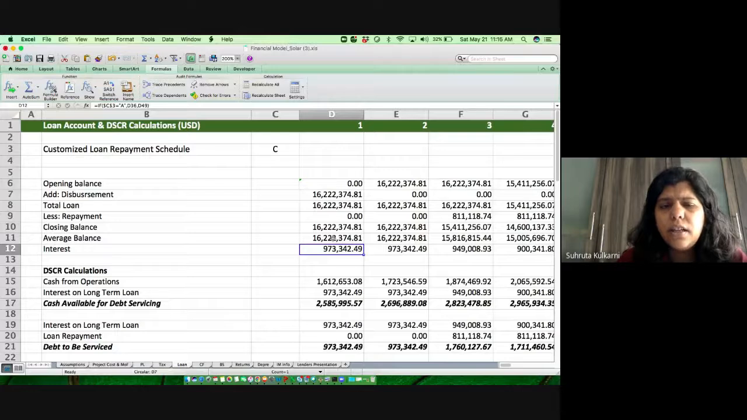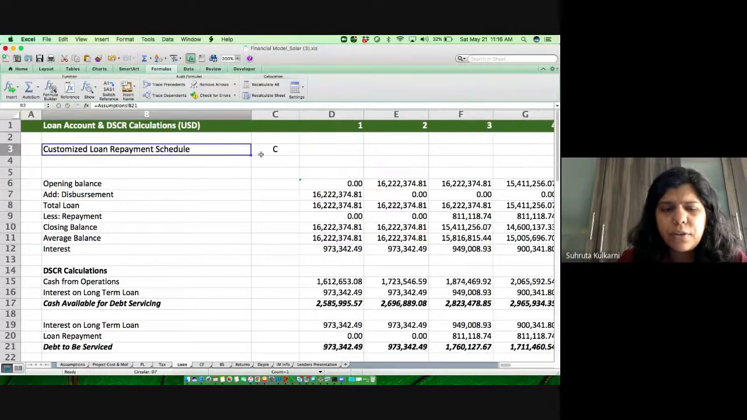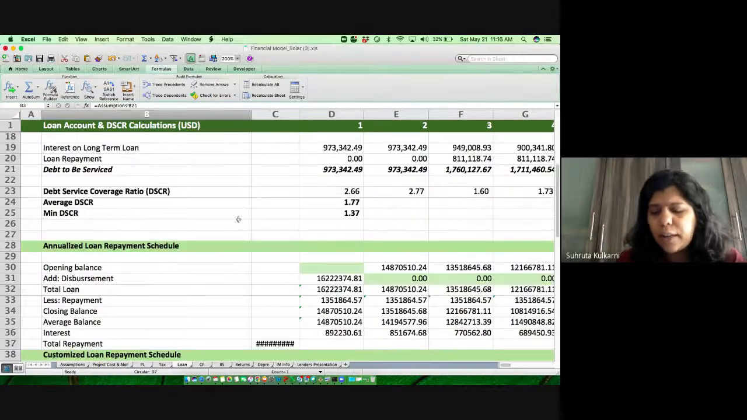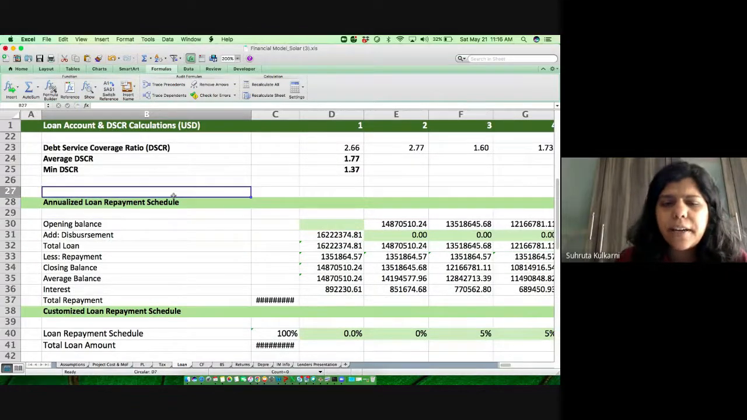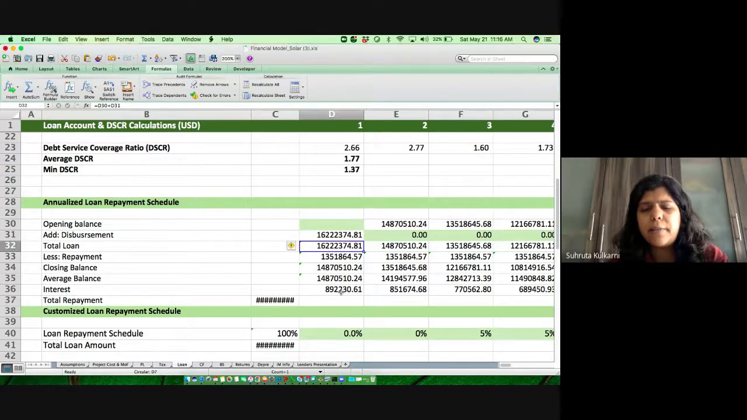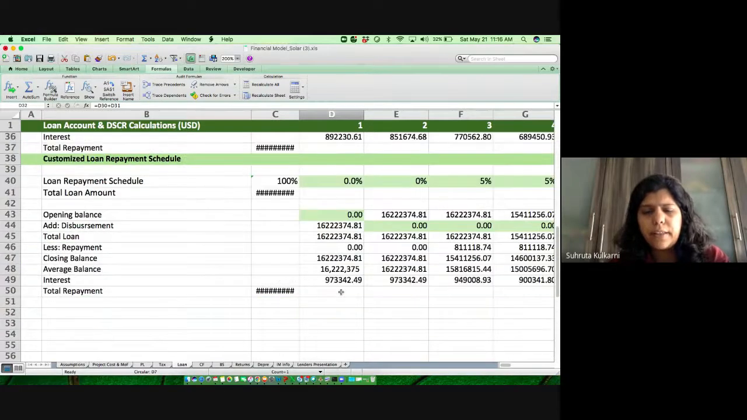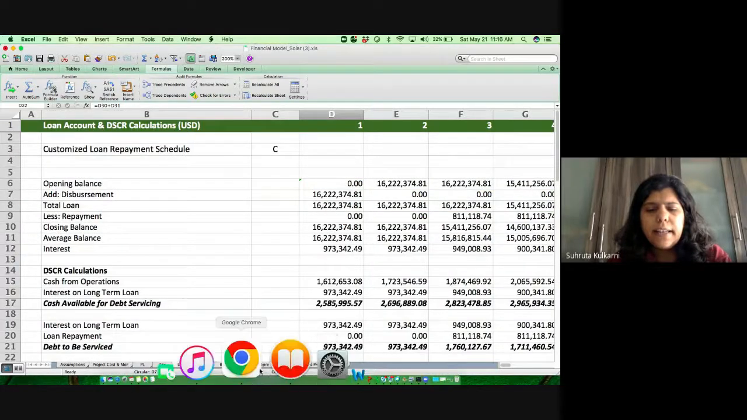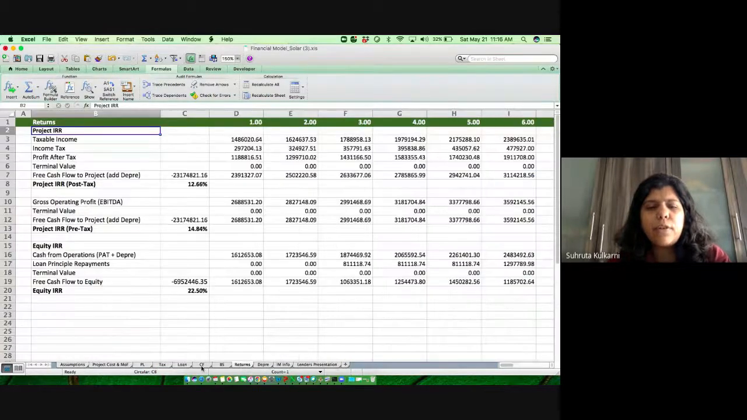Again, as I said, the loan can be for a customized loan schedule, or here I have something called an annualized loan repayment schedule, which is a standard one, where after the moratorium period is over, I start paying the loan every year. If you go through this formula, the loan calculations are simple. Then we go to the cash flow.